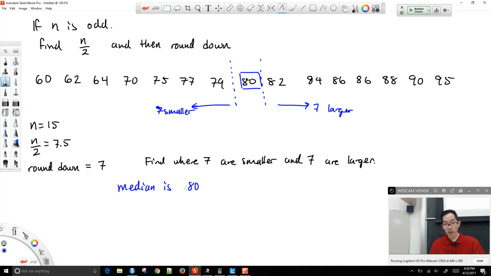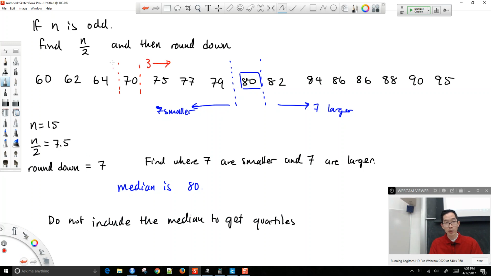And then for the quartiles, don't include the median and you do the same thing. So do not include the median to get your quartiles. So you'll say 3 this way, 3 this way. Your Q1 is 70. We'll do the same thing over here.